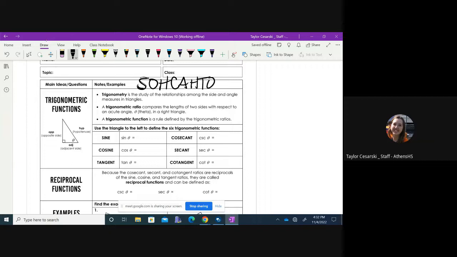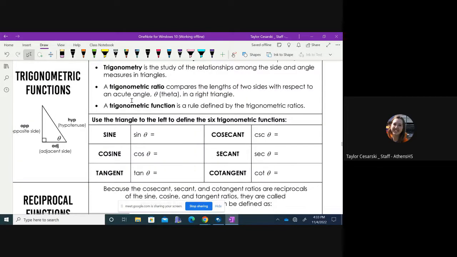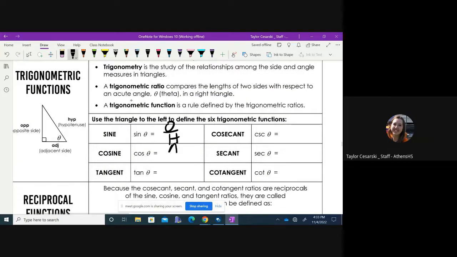And that gives us the relationships for sine, cosine, and tangent. So you know that sine of theta is opposite over hypotenuse, cosine is adjacent over hypotenuse, and tangent is opposite over adjacent. So now we're going to talk about the other three, which are cosecant, secant, and cotangent.